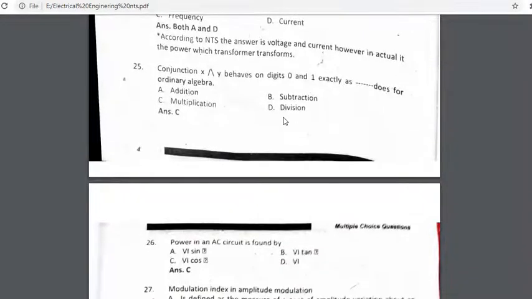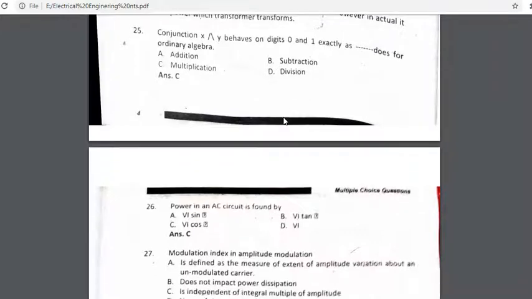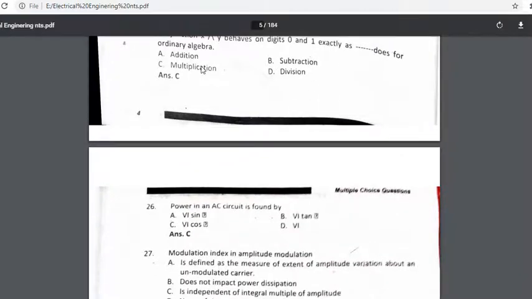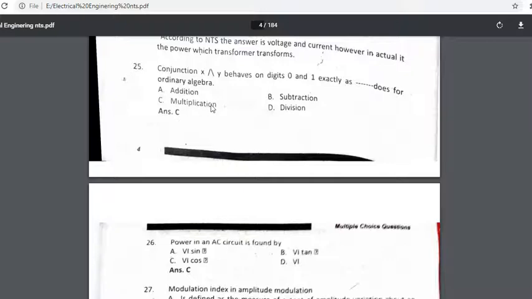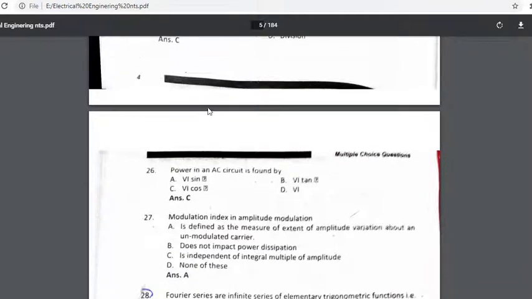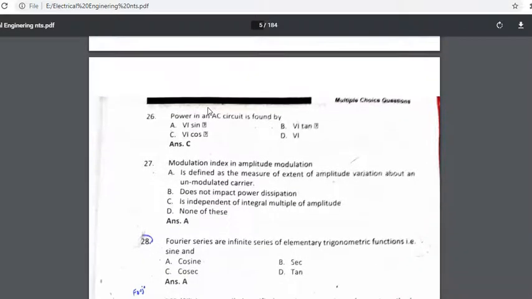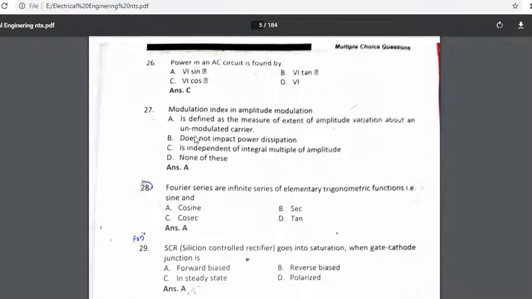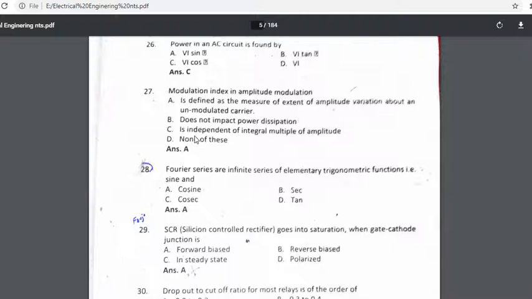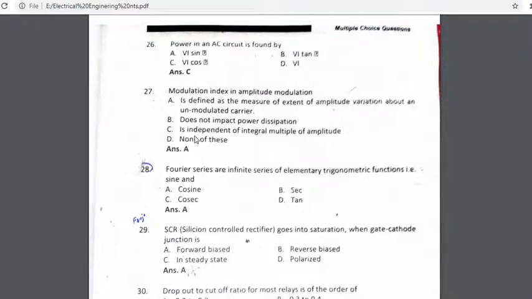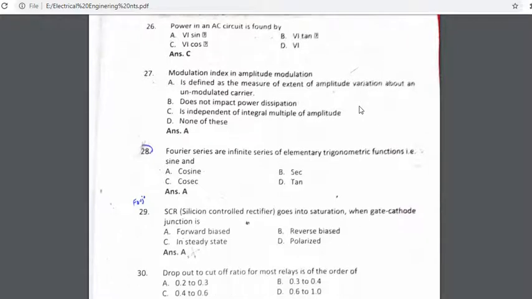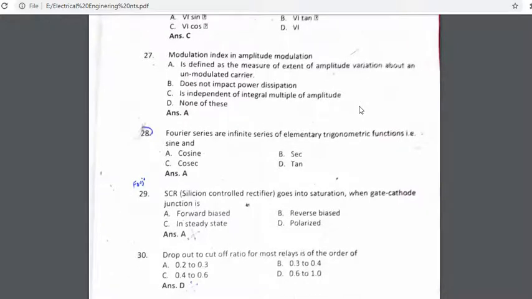In the 25th, convolution of x and t is not ordinary algebraic multiplication. In AC, we have the power factor, which is defined by cos theta. So power is equal to VI cos theta. In the 27th, modulation index in amplitude modulation is defined as the measure of the extent of amplitude variation about an unmodulated carrier. So we have to see the unmodulated carrier in terms of what? Amplitude variation.